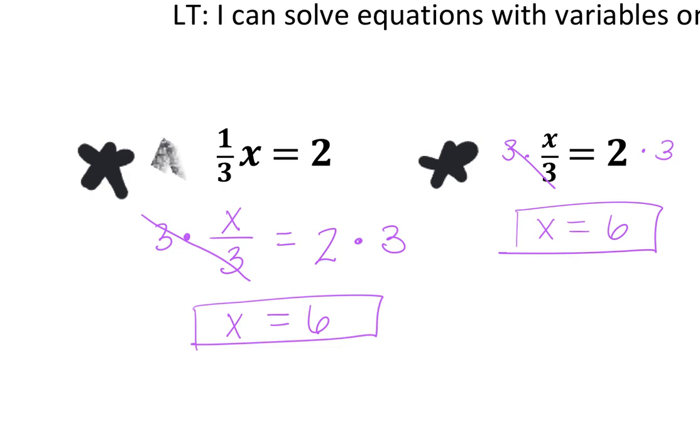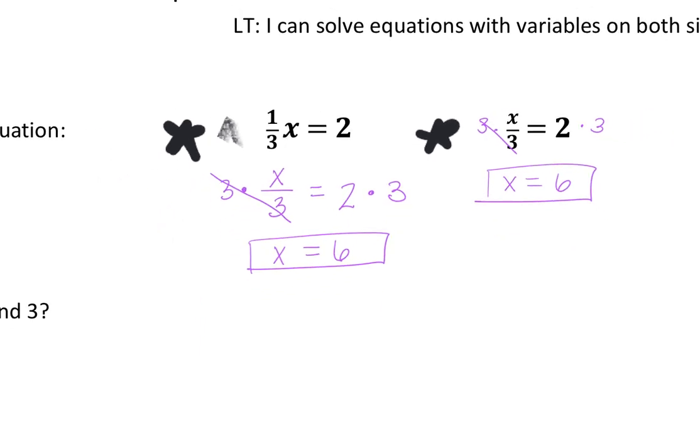All right, for this last problem, all I did was multiply by 3 on both sides, and I got my answer of 6. Again, this is the same thing as this. That's why I got the same answer. The steps were very similar. I multiplied by 3, and I got 6, okay?